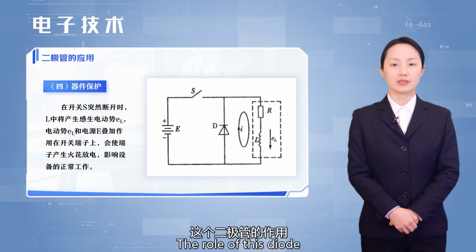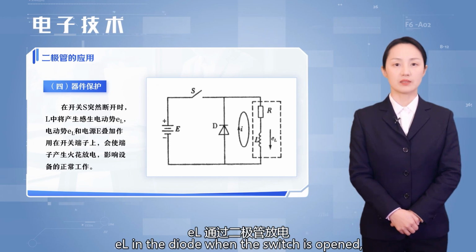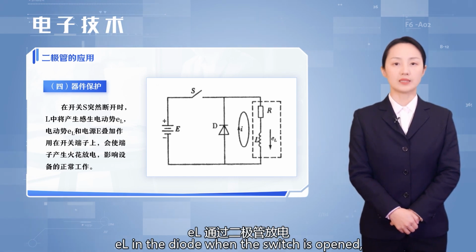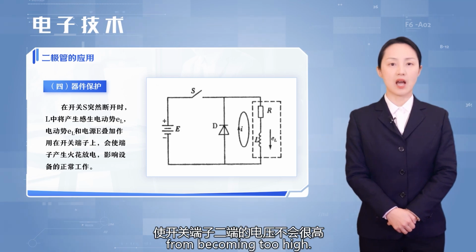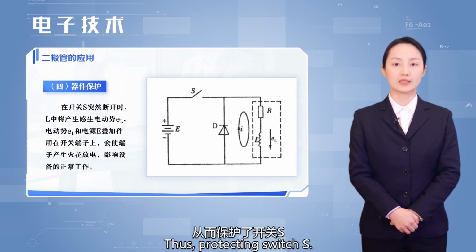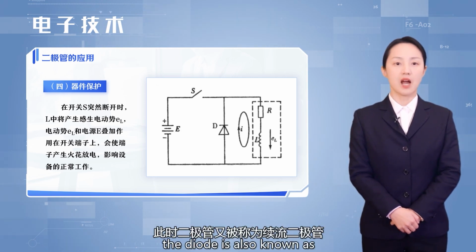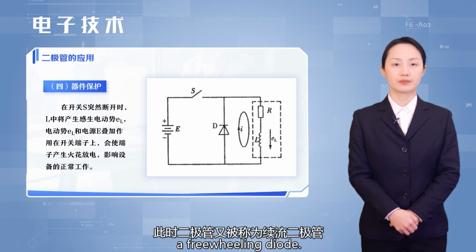The role of this diode is to discharge EL through the diode when the switch is opened, keeping the voltage across the switch terminals from becoming too high, thus protecting switch S. At this time, the diode is also known as a freewheeling diode.